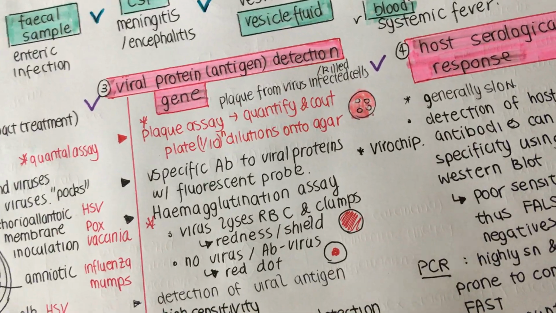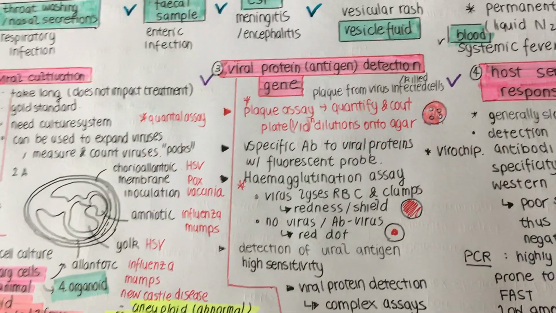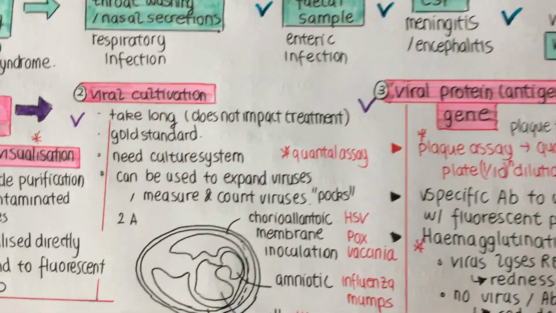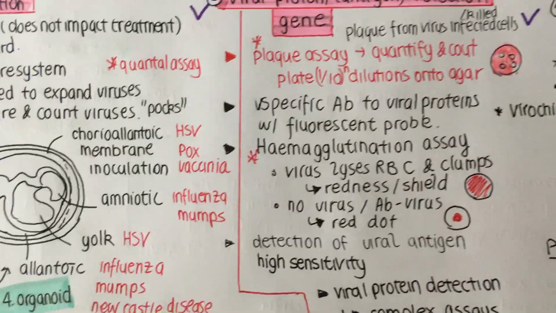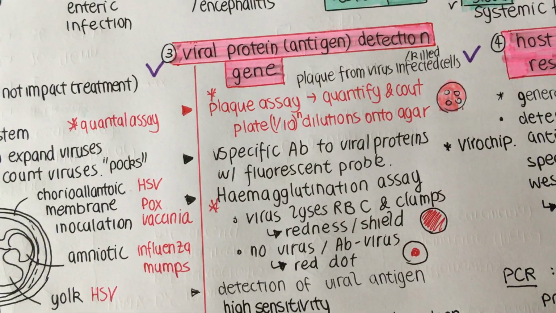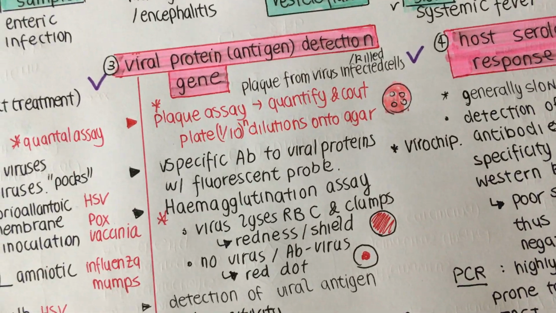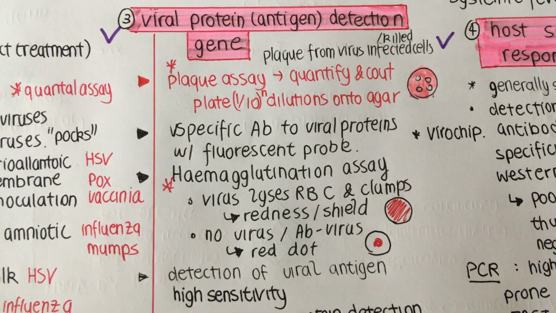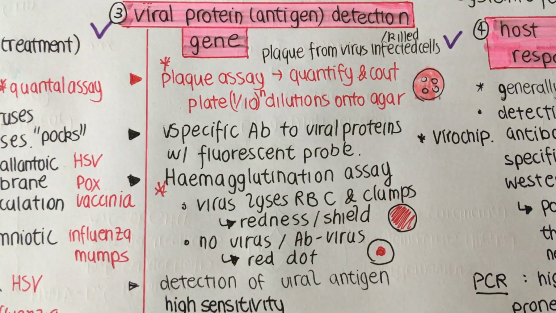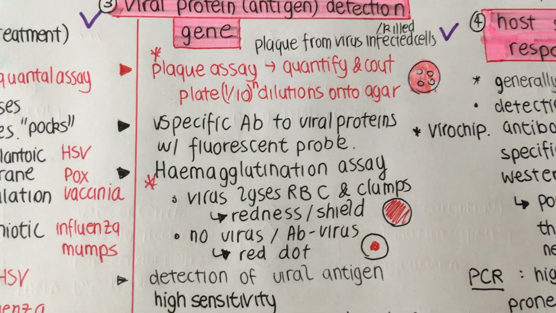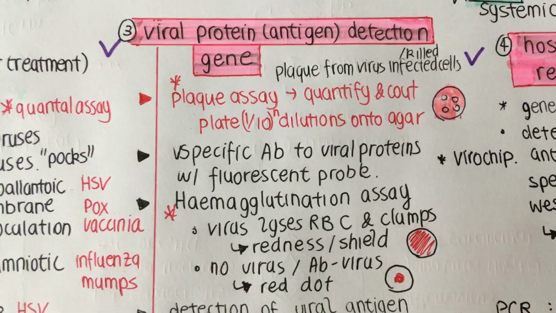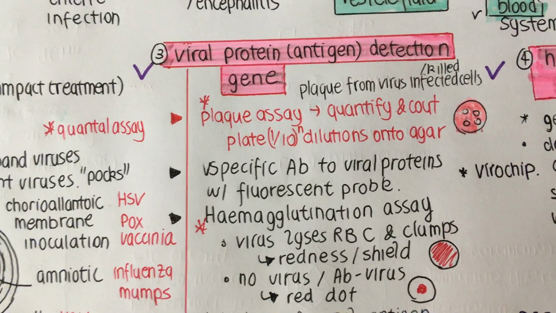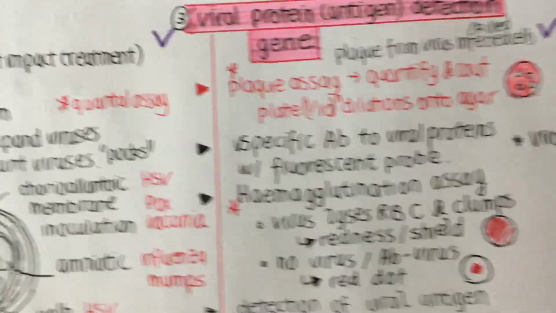Alternatively, to quantify the amount of virus you have, you can use a plaque assay, a quantal assay, or a hemagglutination assay. So with hemagglutination, if the virus agglutinates the red blood cells into clumps, then you have a shield formation, and that indicates the presence of a virus which binds red blood cells. If there is a red dot, then that means there is no virus, or there is an antibody bound to the virus.